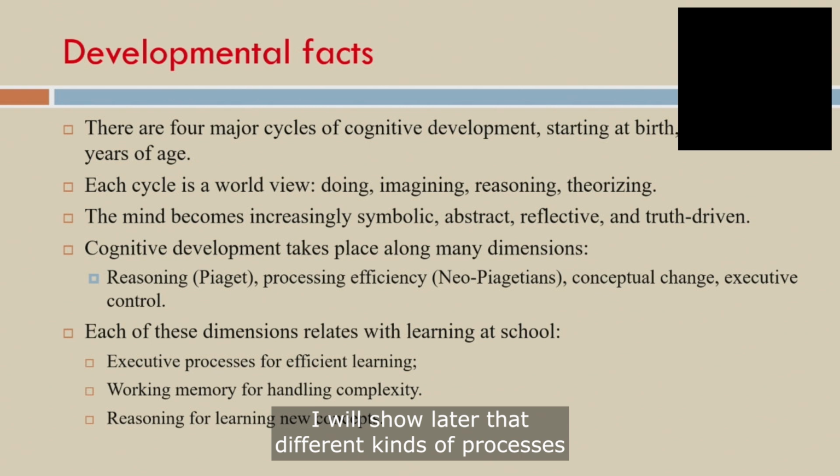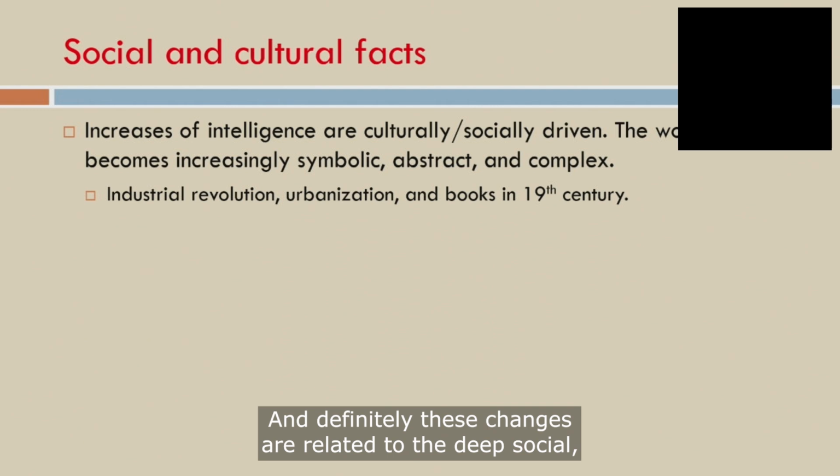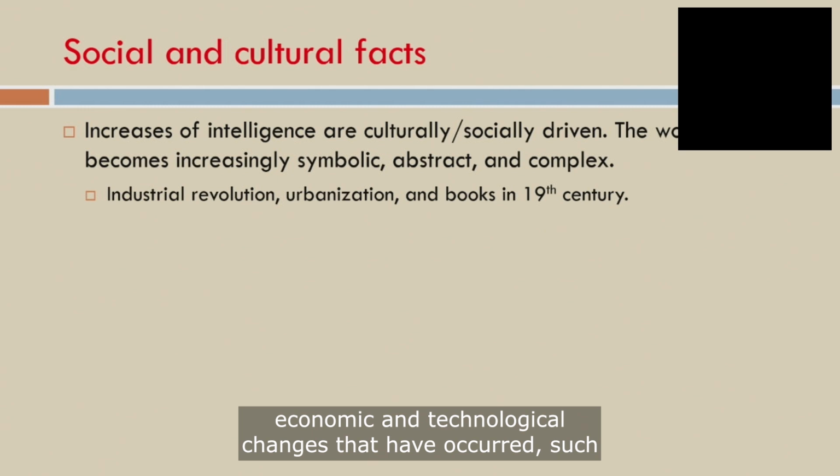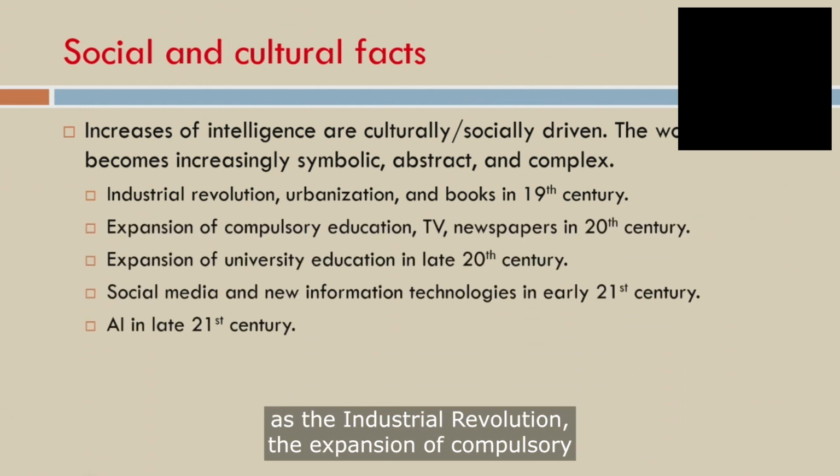I will show later that different kinds of processes relate to learning at school at different ages. Definitely, these changes are related to the deep social, economic, and technological changes that have occurred, such as the Industrial Revolution, the expansion of compulsory education, expansion of university education, social media and the information technologies of the 21st century, and now artificial intelligence.